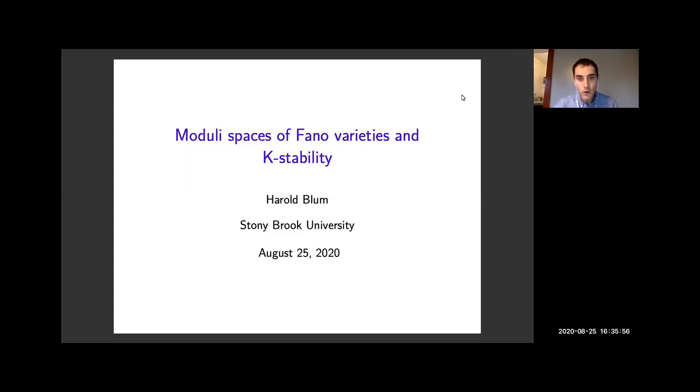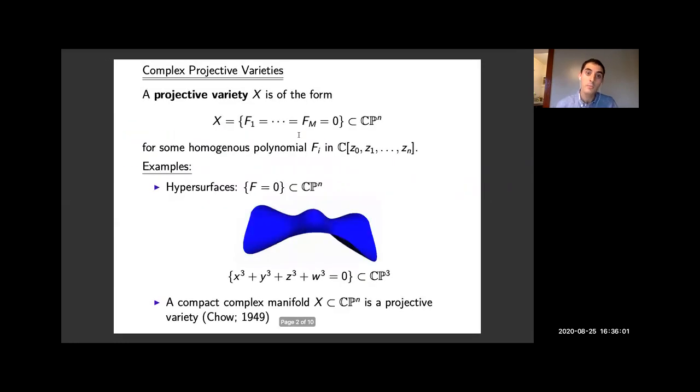Okay, so I want to begin talking about one of the main objects in complex algebraic geometry. These are going to be projective varieties. You can think of a projective variety as some closed subset of complex projective space that's the zero locus of some homogeneous polynomials in n+1 variables. Here we have polynomials f_i, and we're just looking at where these polynomials vanish in complex projective space.